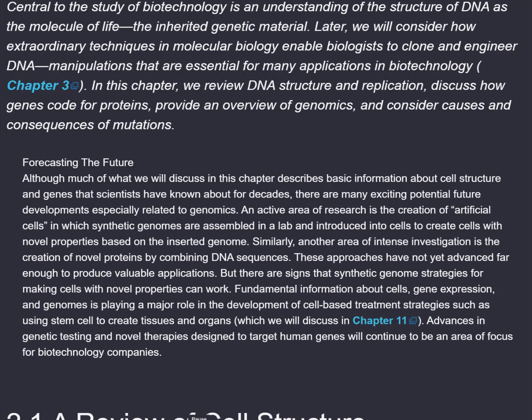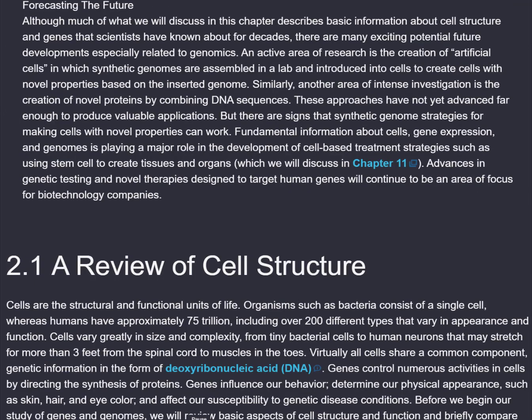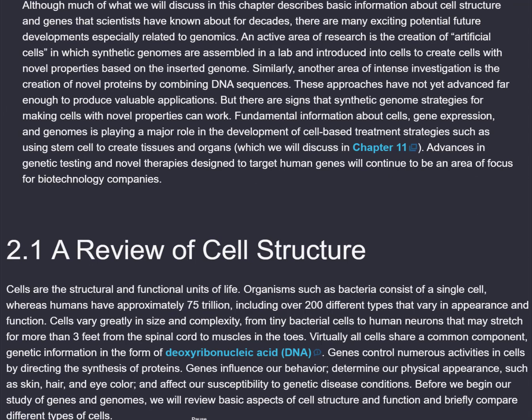Chapter 3. In this chapter, we review DNA structure and replication, discuss how genes code for proteins, provide an overview of genomics, and consider causes and consequences of mutations. Forecasting the future. Although much of what we will discuss in this chapter describes basic information about cell structure and genes that scientists have known about for decades, there are many exciting potential future developments, especially related to genomics.